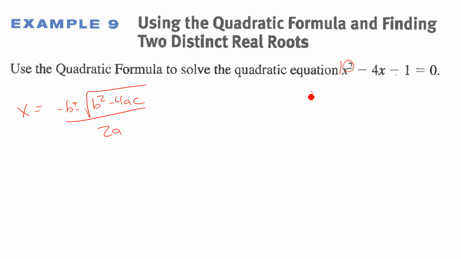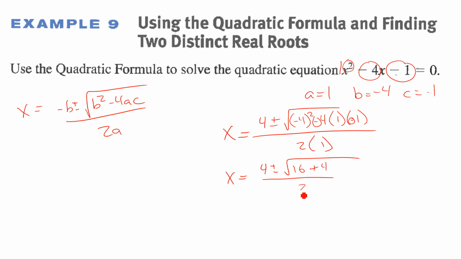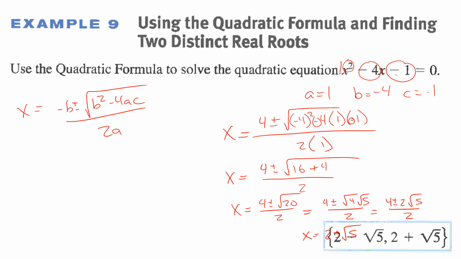So in this case, a is 1, b is negative 4, and c is negative 1. So we're just going to plug it in. x equals negative b, negative negative 4, plus or minus the square root of 4 squared minus 4 times a times c, all over 2 times a. Clean this up. x equals 4 plus or minus the square root of 16 minus a negative will give you a plus, plus 4, over 2. x equals 4 plus or minus the square root of 20 over 2. And 20 can be broken down into 4 and 5. We would get 4 plus or minus 2 rad 5 over 2. And since everything divides by 2, we would say x equals 2 plus or minus rad 5. There it is right there.